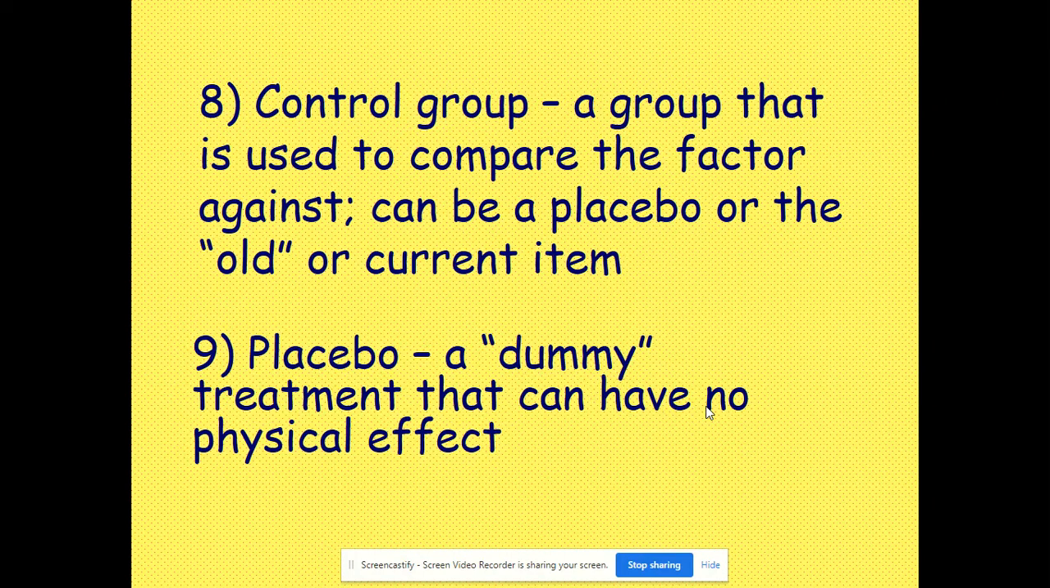Now, a placebo is not something that can always be used. If my only factor is exercise versus no exercise, can I give somebody a placebo? They can't think they're working out when they're not. So it only works in some scenarios, obviously.